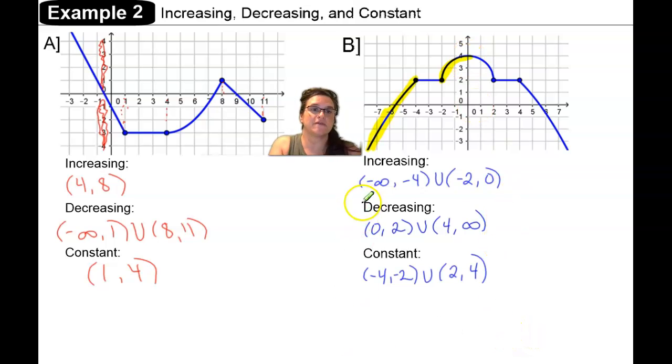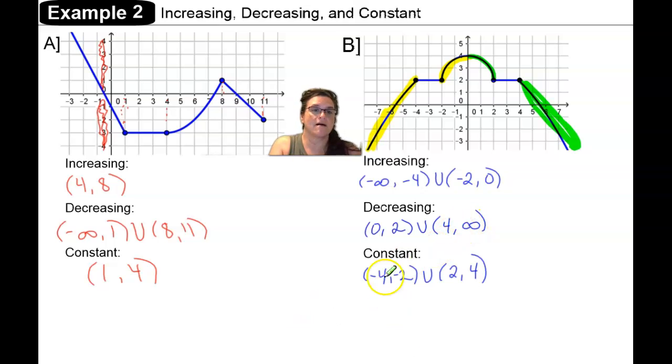Okay, intervals where the function is decreasing, 0 to 2. So here is 0 to 2 in the x direction. The function is going downhill. And then from 4 to infinity, so here's my x equals 4, and then off to positive infinity in the x direction, right? We can see the function is decreasing over that interval.